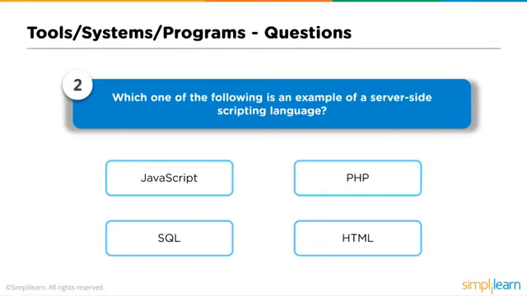Then moving on to the next question, which one of the following is an example of a server-side scripting language? So we know that JavaScript is a scripting language. We know PHP is a scripting language, structured query language, SQL, is used for databases, and HTML, hypertext markup language, is used for your websites. Now, which of these is server-side and which is client-side? So SQL is used for databases at the server side where the application converts that language, but it's not a scripting language. HTML is again not a scripting language, so there are only two scripting languages over here, JavaScript and PHP. JavaScript is a client-side scripting language. PHP is a server-side scripting language. Thus, the answer to this question would be PHP.